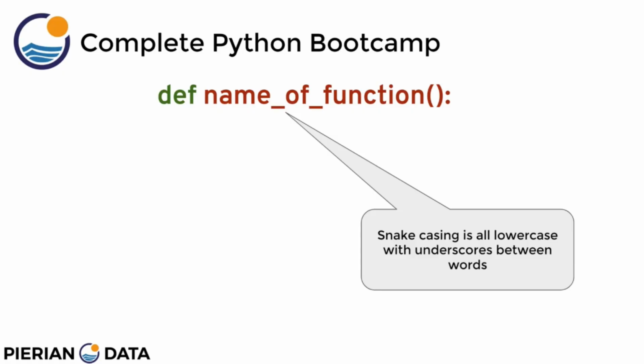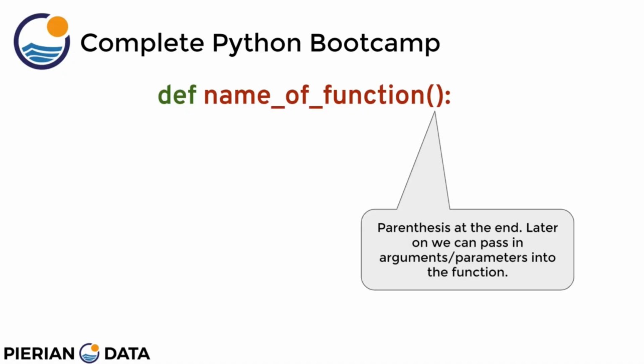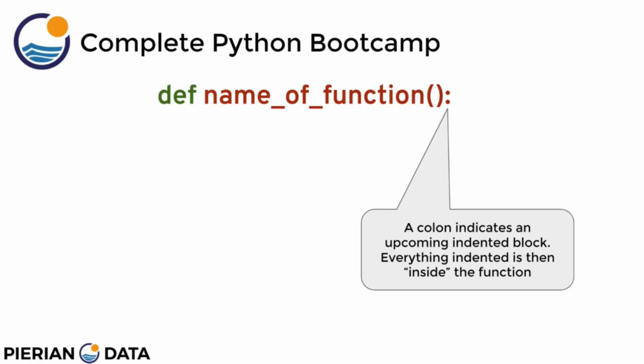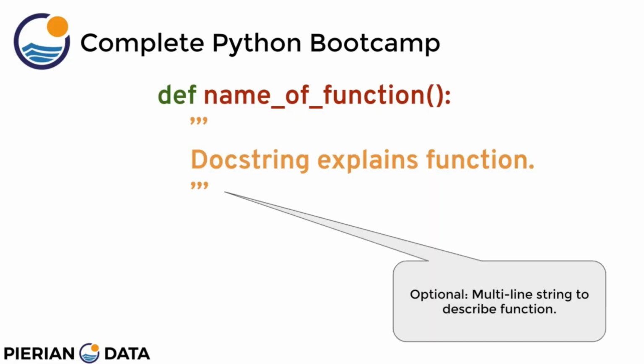It will still work if you don't follow snake casing, but in order for your code to be readable by other Python developers, you should use snake casing when naming functions. Then you'll notice we have parentheses here. So the parentheses come at the end, and later on we'll see how we can pass in arguments or parameters into the function, where arguments or parameters are essentially just words saying, take this variable and pass it into the function in order to work with it within the function. And then finally, you'll notice a colon, which indicates an upcoming indented block. Everything indented is then inside the function.